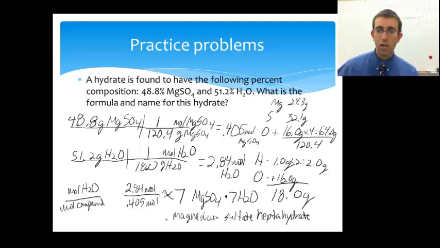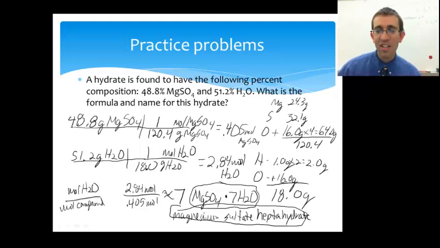So this is our formula, what it asks for, and this, great circling job there. This is my name. So magnesium sulfate with a dot 7H2O. You're going to put magnesium sulfate heptahydrate.